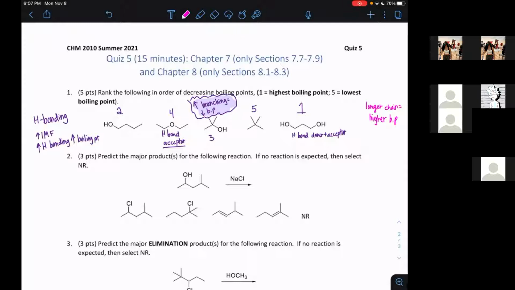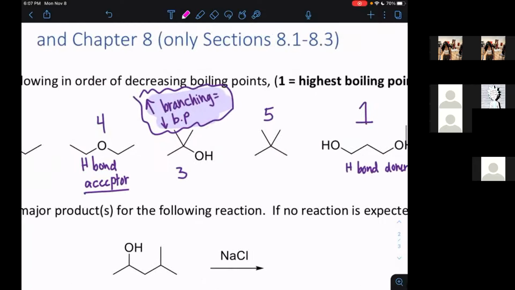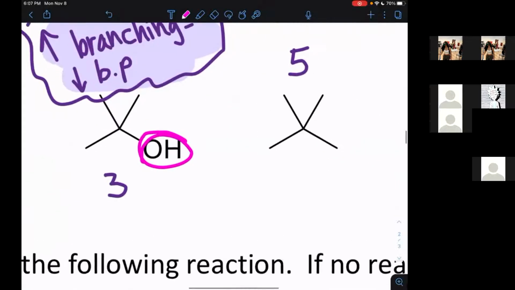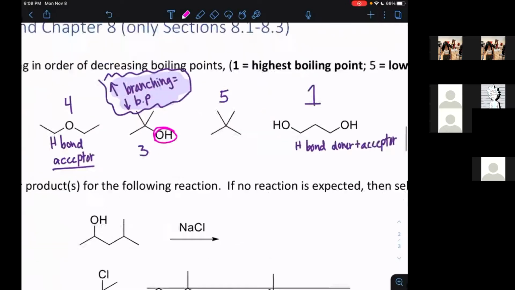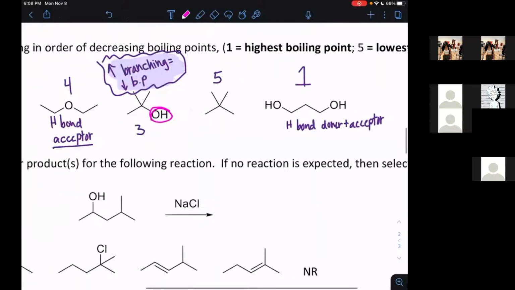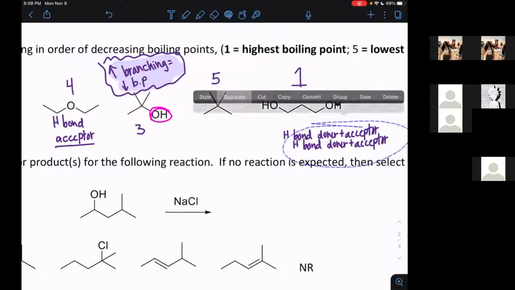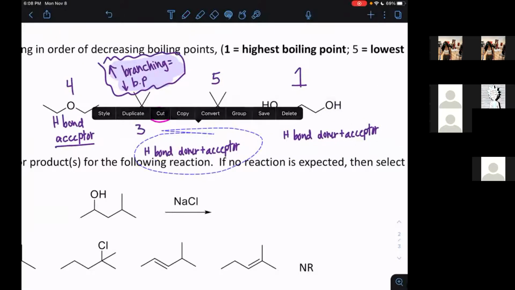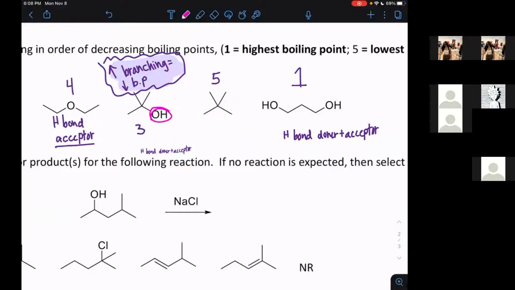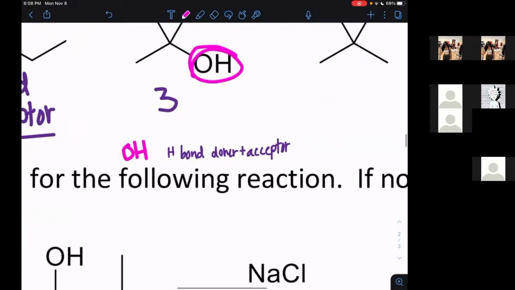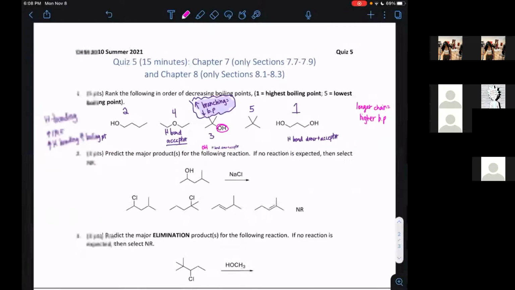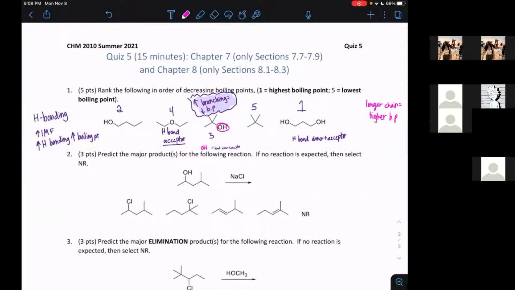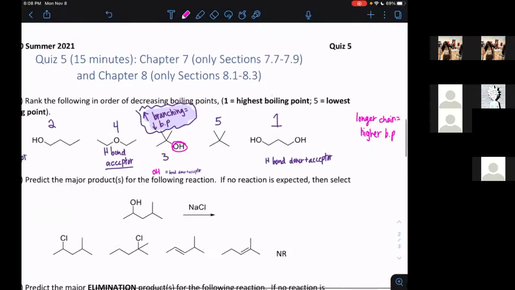Hydrogen bonding does give it. So the one labeled 3 has a higher boiling point than the one labeled 4 because it can be both a donor and an acceptor, where the oxygen is just an acceptor. She explained it like whatever is more like water is more soluble and has a higher boiling point. It's how she explained it in the office hour today.